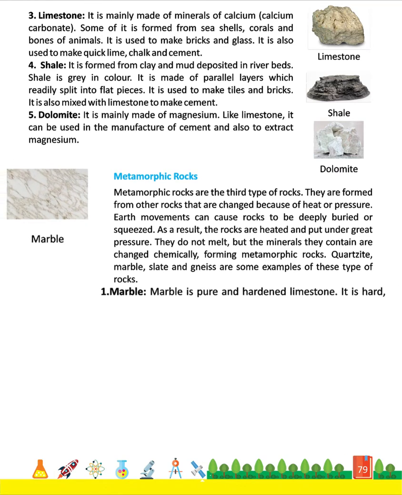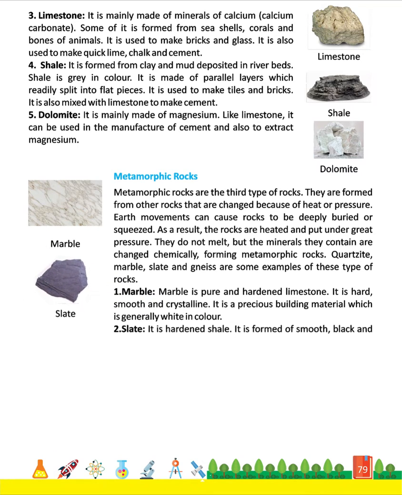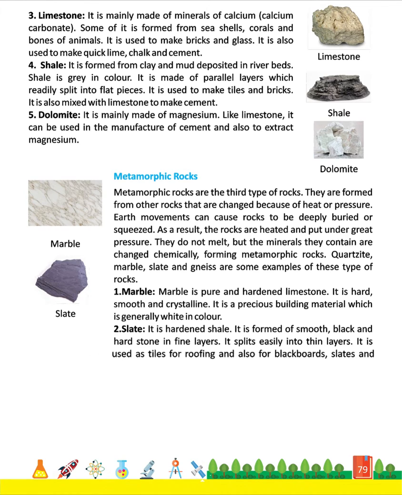1. Marble. Marble is pure and hardened limestone. It is hard, smooth, and crystalline. It is a precious building material which is generally white in color. 2. Slate. It is hardened shale. It is a smooth, black and hard stone in fine layers. It splits easily into thin layers. It is used as tiles for roofing and also for blackboards, slates and flooring.